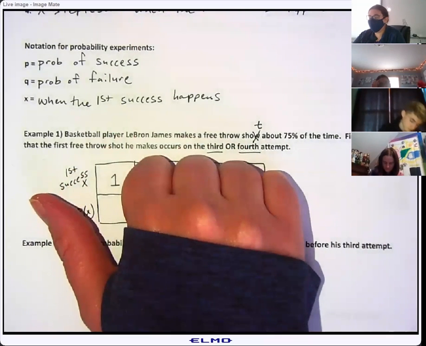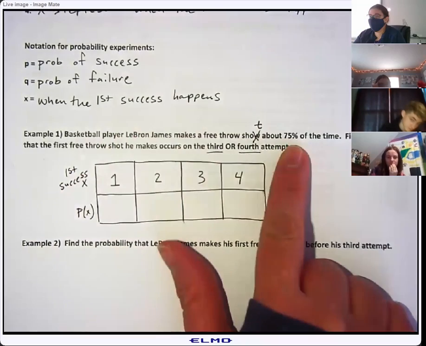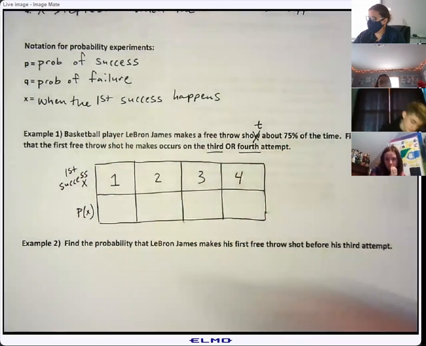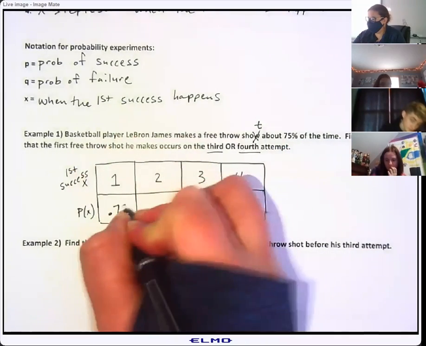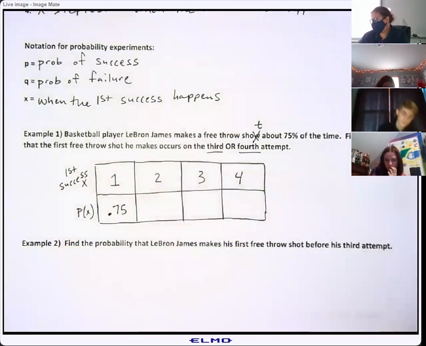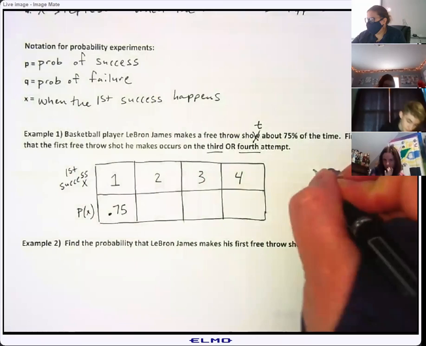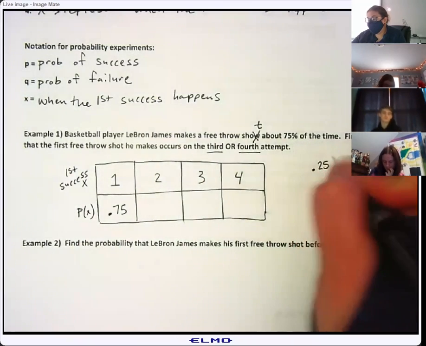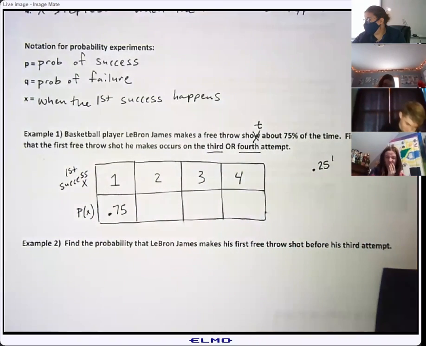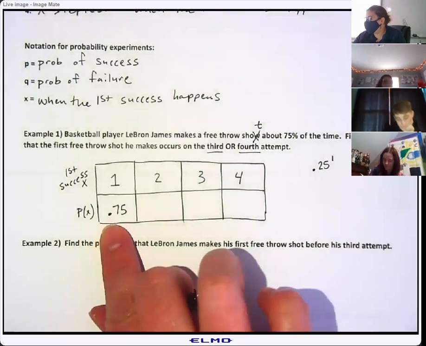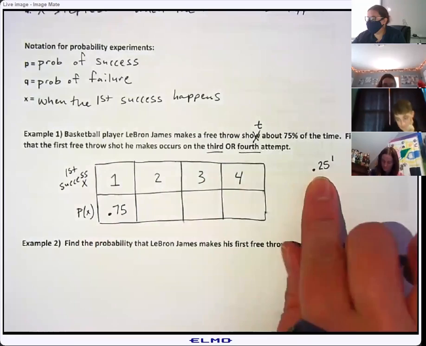75%, because it says he gets it right about 75% of the time, right? Okay, so the first chance: he has a 75% chance of getting it right on his first try. Now the second chance would be this. It means that he got it wrong once, right? And wrong is 25%, do you agree? Q, because if getting it right is 75%, then getting it wrong is 25%. You okay with that?